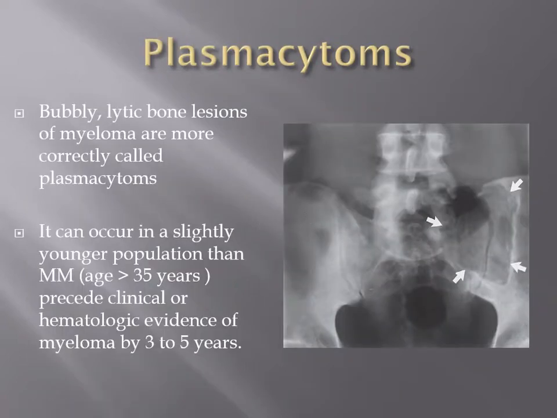Now, bubbly lytic lesions of myeloma are more correctly called plasmacytoma and usually occur in the pelvis at this site, where, as you can see here, these are lytic lesions. It is also one of the favorite sites. They said that plasmacytoma slightly occurs at a younger age group, meaning 35 and above. However, within 3 to 5 years, clinically and hematologically, it will be multiple myeloma.